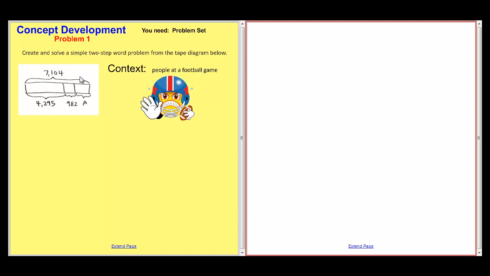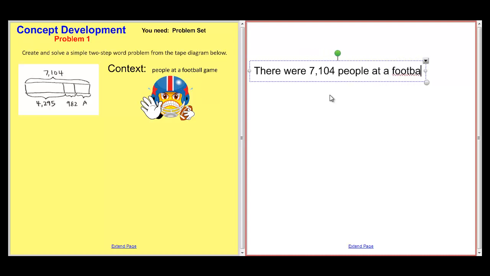I'm looking at the tape diagram, and I can tell that altogether there are 7,104. It tells me that the context is people at a football game. So I'm supposed to create a word problem around people at a football game. We could start off with something like this. Obviously, this is not the only correct answer. This is just one example. We could say there were 7,104 people at a football game. Okay, so there's my total.